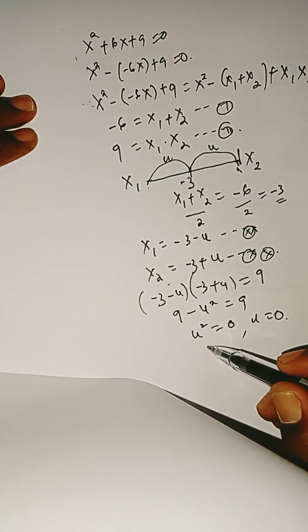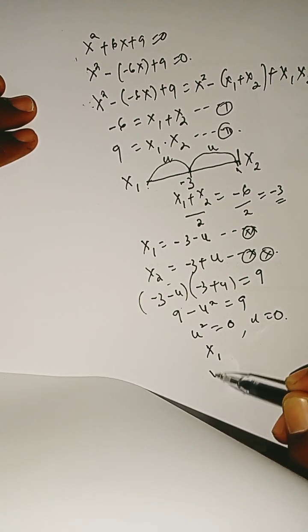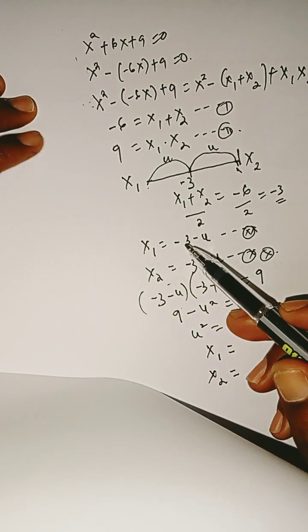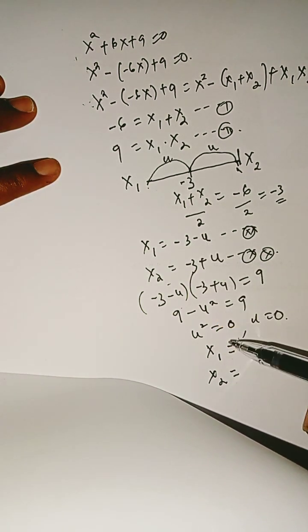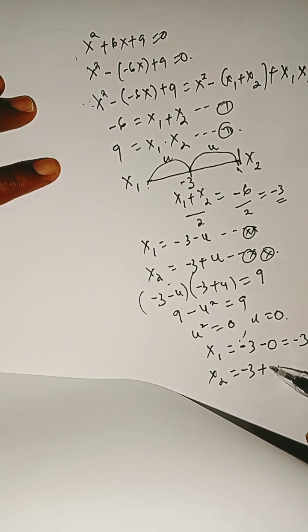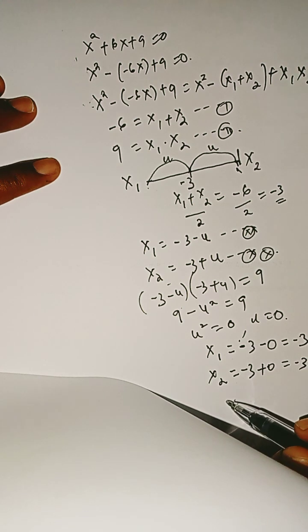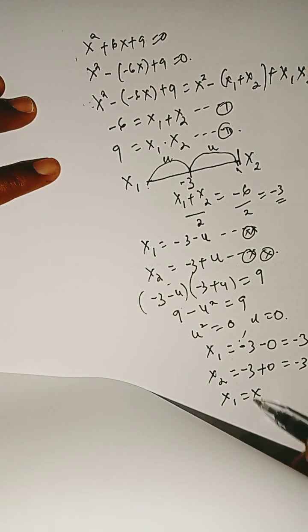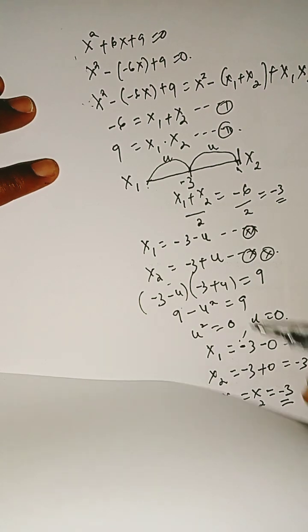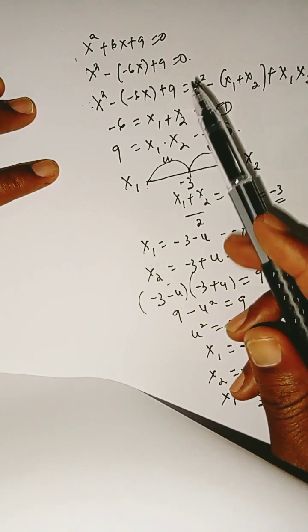When u is 0, we can now determine the values of x sub 1 and x sub 2. You already know that x sub 1 is given by minus 3 minus u, but u is 0, so you have minus 3. Here we have minus 3 plus 0, which is minus 3. So this is a case where we have two equal roots, so x1 equals x2 equals minus 3, and this is the solution to the quadratic equation right here.